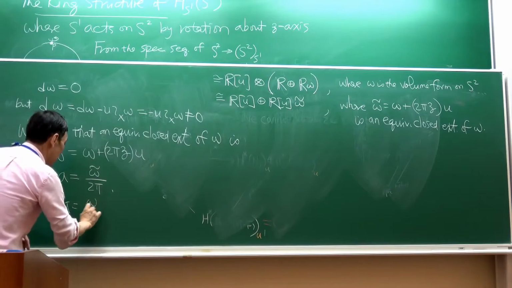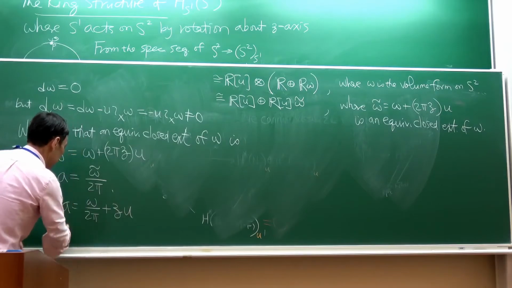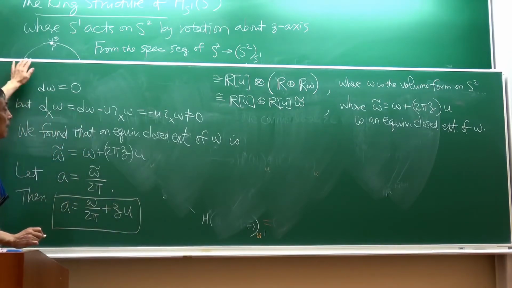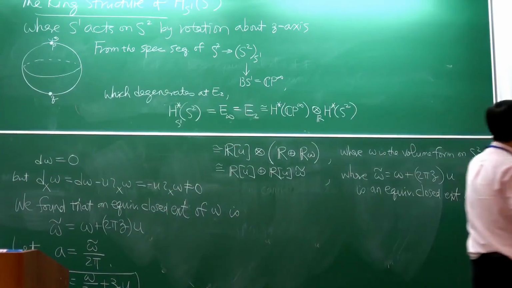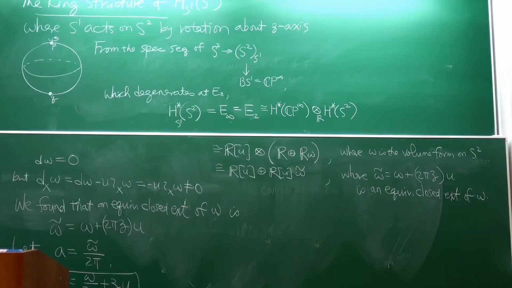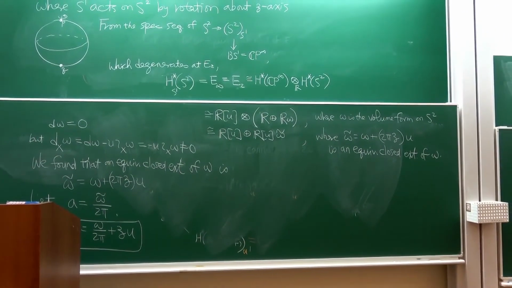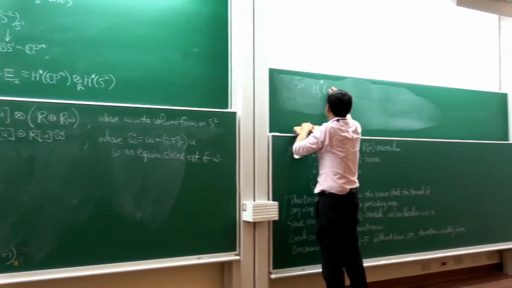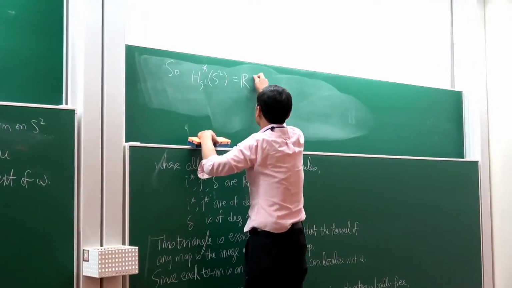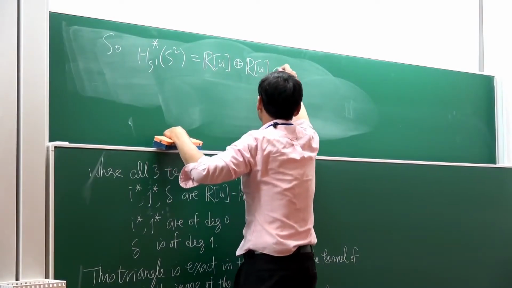Then A is omega over 2 pi plus zU. Okay? So the equivariant cohomology of S2 is R of U plus R of U A.